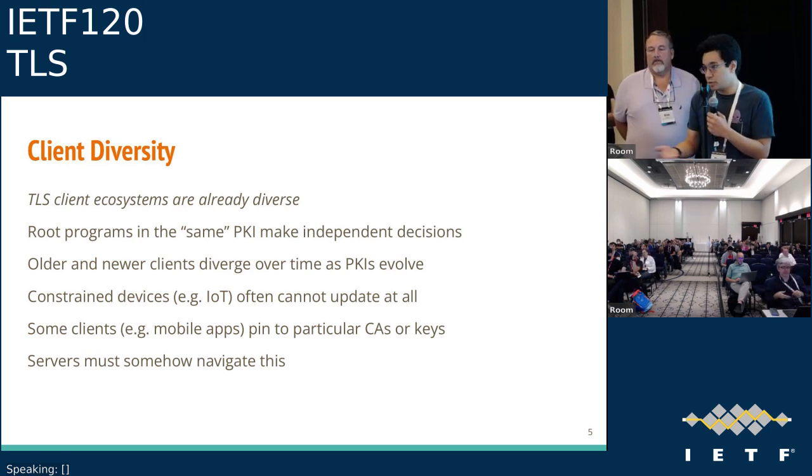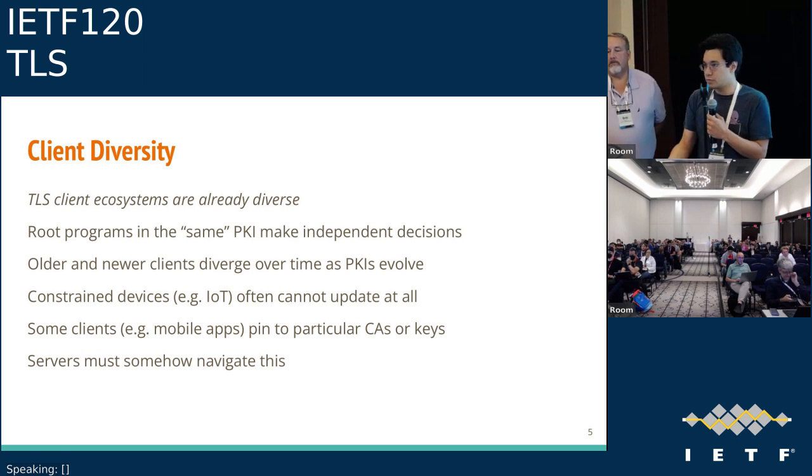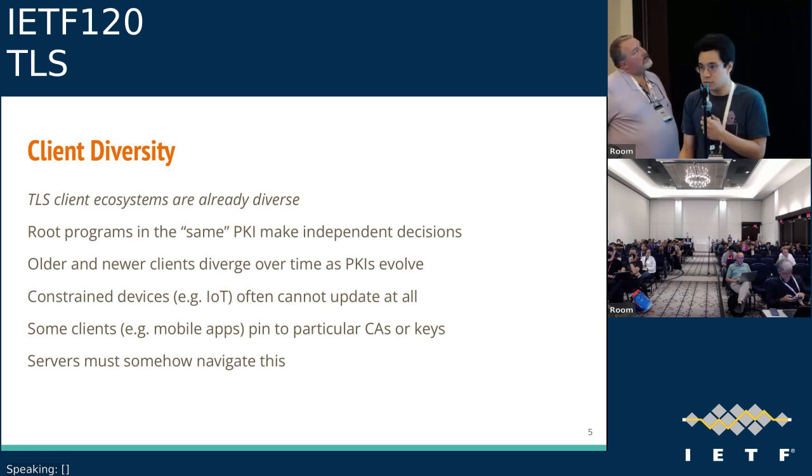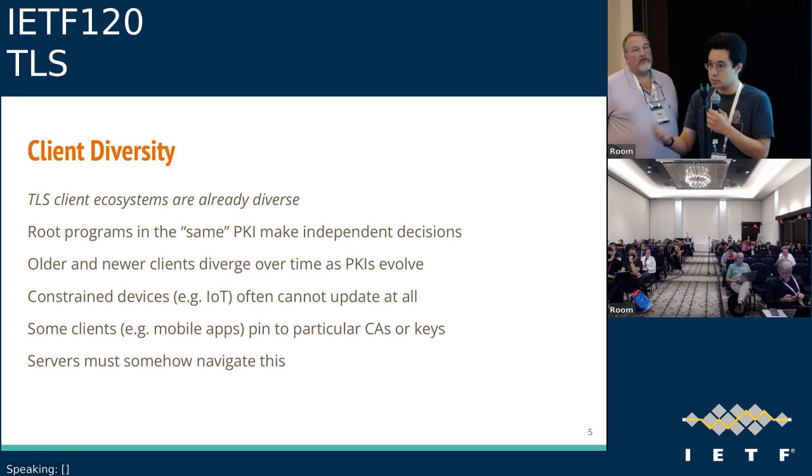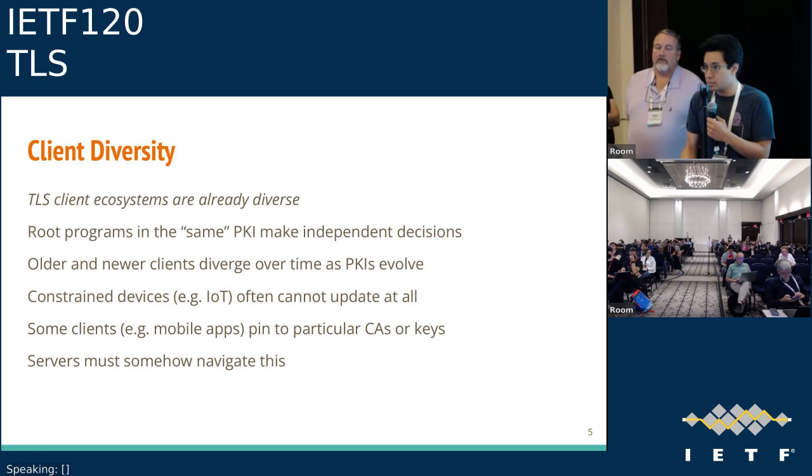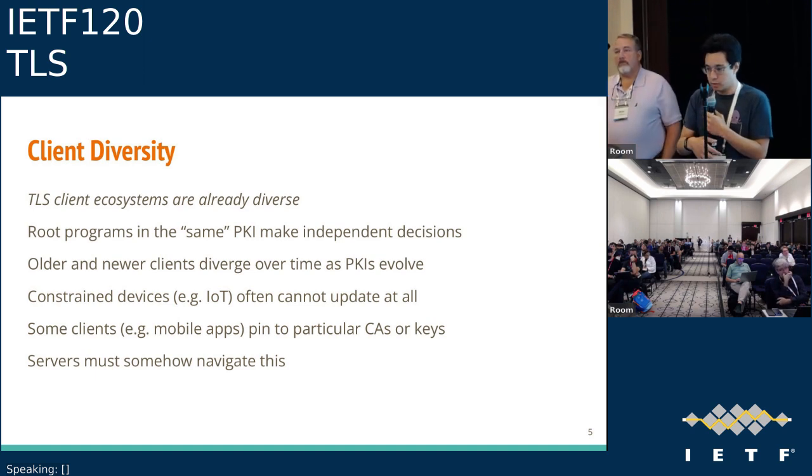So for instance, within the same PKI, such as the web PKI, you often have many root programs, and the root programs make independent decisions. Often they overlap a little because the goals are very analogous, but ultimately the decisions are independent, they're made at different times, and sometimes the decisions are slightly different. Within a root program, or within a set of clients with similar decisions, things still diverge over time, because when a client needs to change some of its trust decisions, the older versions of that client still exist, and those will have the older versions. And so over time, these will diverge.